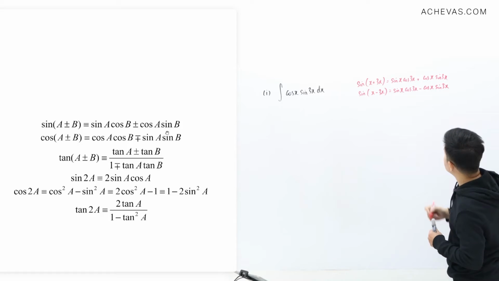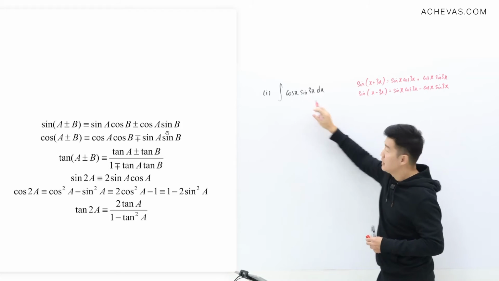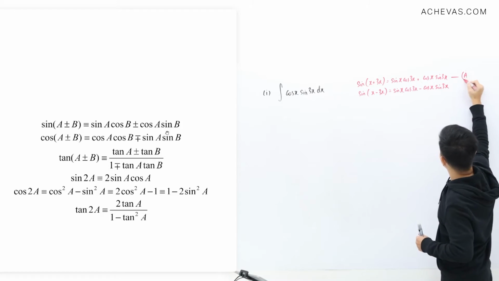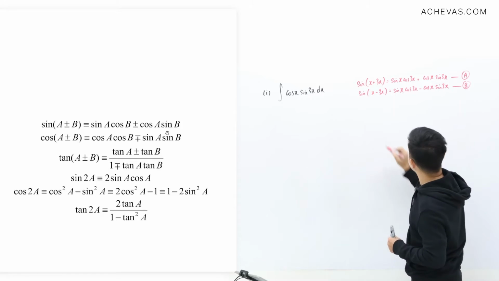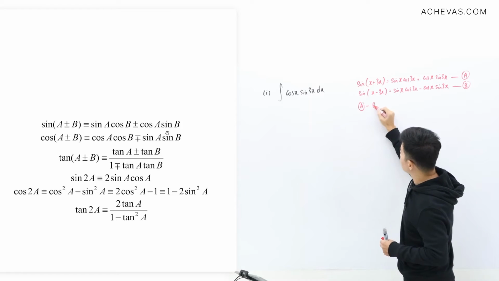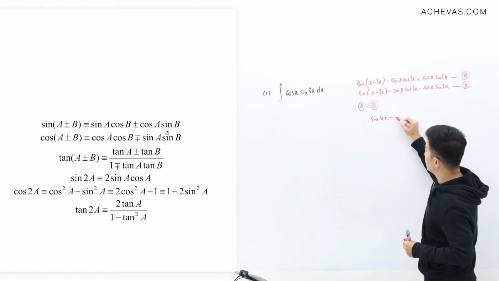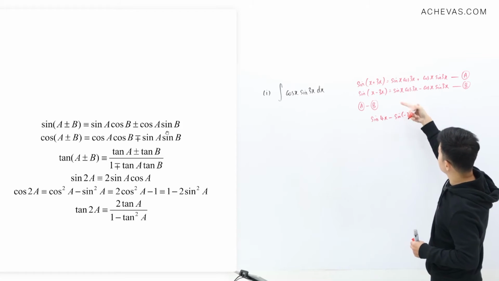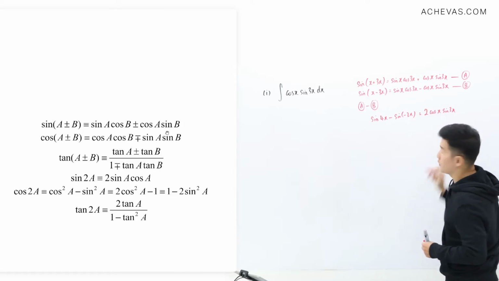And the reason why we are doing this is because if I can simulate this cosine x sine 3x, then if I were to treat this as equation A, and this as equation B, if we were to take equation A minus equation B, on the left hand side, it's just simply going to be sine of 4x minus sine of minus 2x. And on the right hand side, this will disappear. This minus this is going to be equal to 2 times cosine x sine 3x.